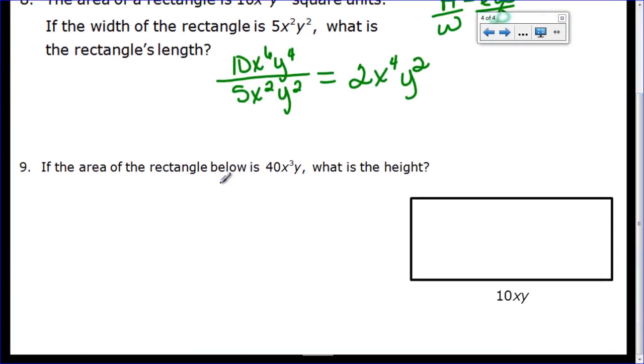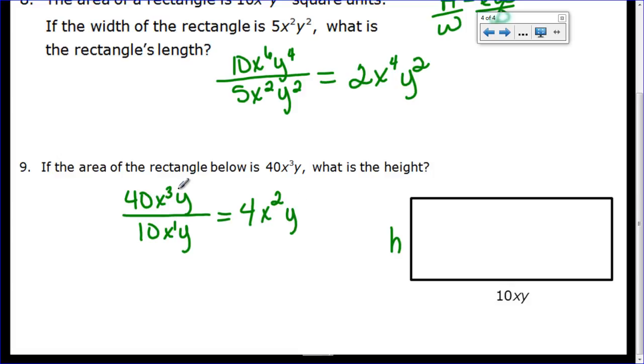So number 9, it's another problem. So the area of the rectangle below is 40x cubed y. What's the height? So they're asking for this measurement right here. Well, again, I'm going to take my area, 40x cubed y, and I'm going to have to divide it by the other dimension they've given me, which is 10xy. Well, division, 40 divided by 10 is 4. When I do my x's, 3 minus 1 becomes x squared. And when I do my y's, y to the 1st over y to the 1st, well, they just cancel each other out. So there is no y left. So you just end up with 4x squared is the height of that rectangle.